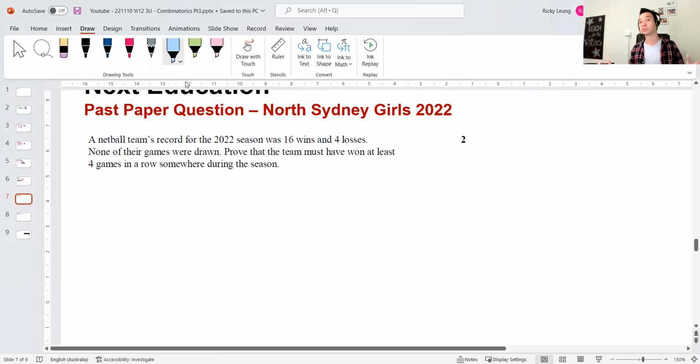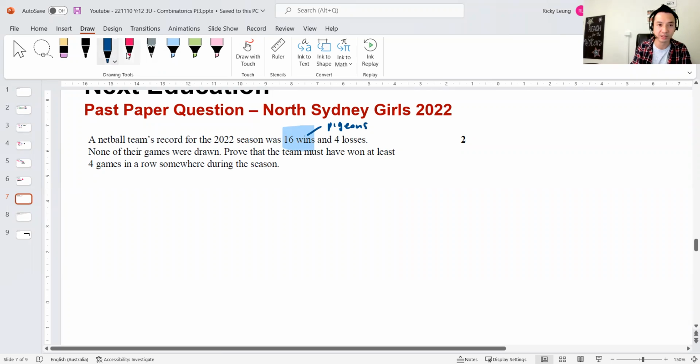Now, there's only 4 losses, somewhere scattered along in the season. Prove that at least 4 games in a row must be won. I think the interesting part here is what are the pigeonholes. It feels like I've got pigeons. Because we're talking about wins, it feels like that's the number of pigeons.